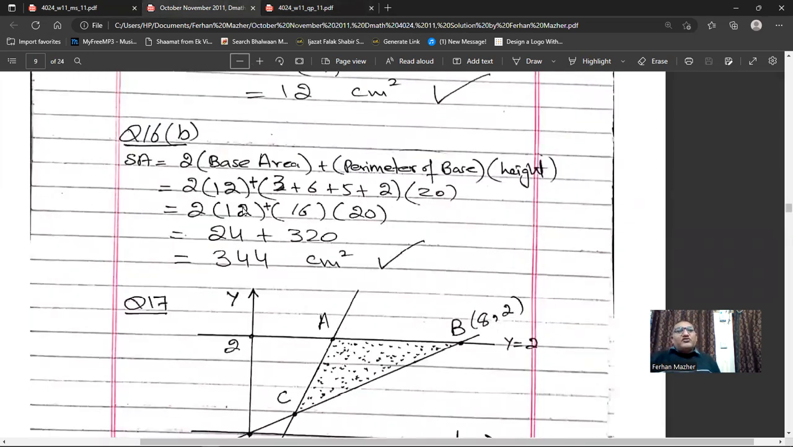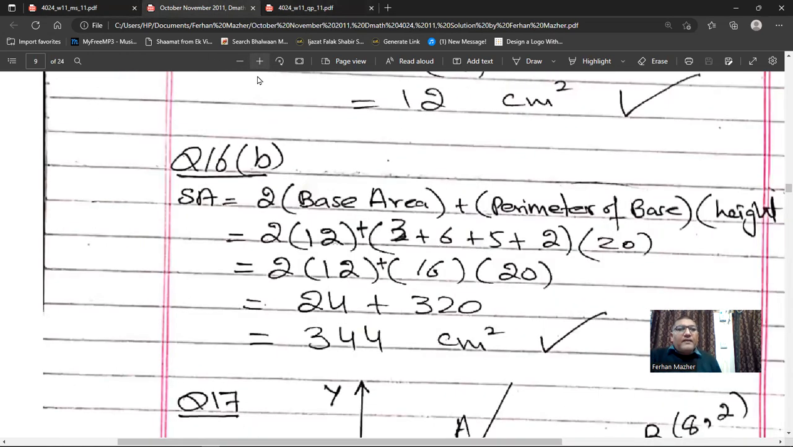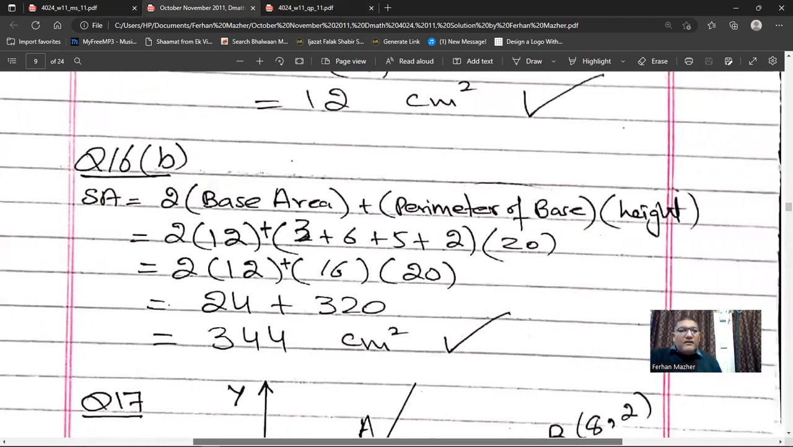So the surface area equals 2 into the base area plus the perimeter of the base into the height. So it will be 2 into 12 plus (3 plus 6 plus 5 plus 2), that's the perimeter of the base, into the 20. 20 is the height of the prism. Height of the prism means the distance between one base and the other base.